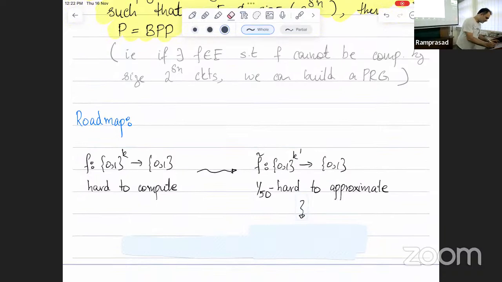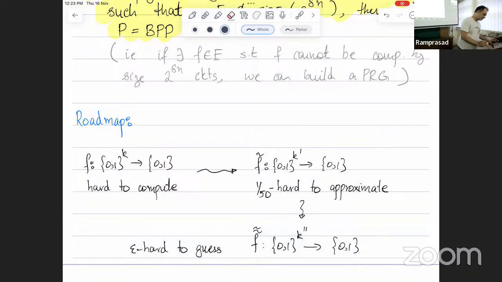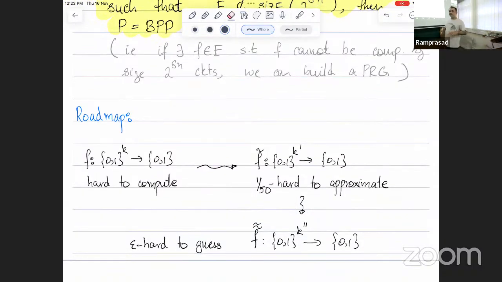And now the next step is going to be, we're going to do one more such thing to come up with a different function, which is now maybe on {0,1}^k prime at this point, such that this new function is actually hard to guess, in the sense that no small circuit can even get bigger than half plus epsilon. Actually, that epsilon is not 1/50. This epsilon is whatever you eventually need to plug in to the Nisan-Wigderson generator.